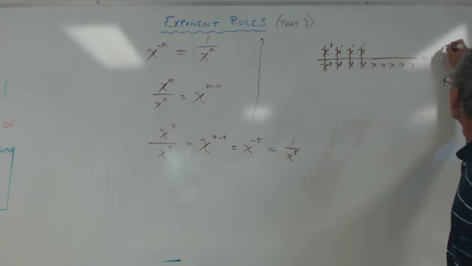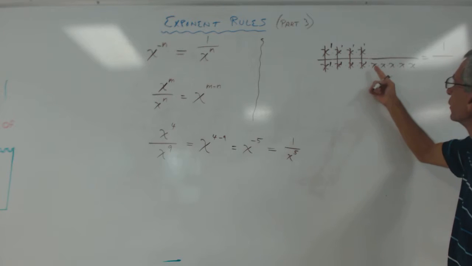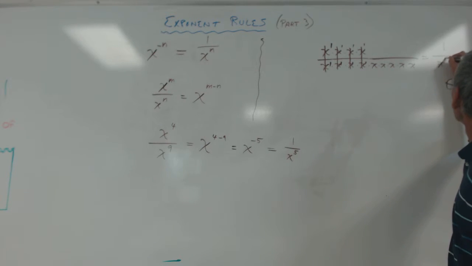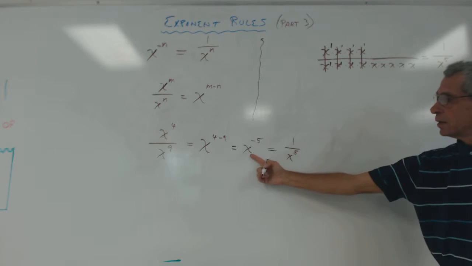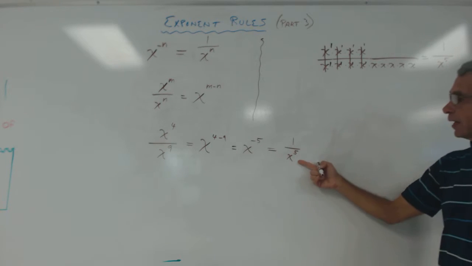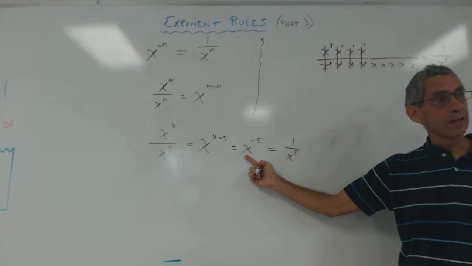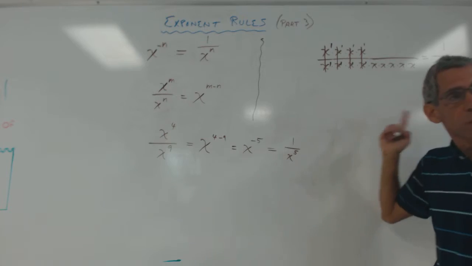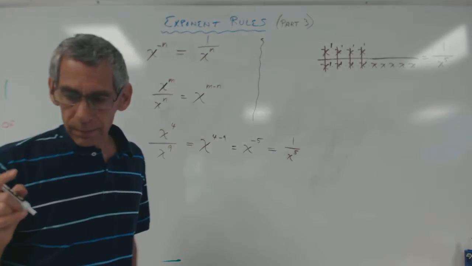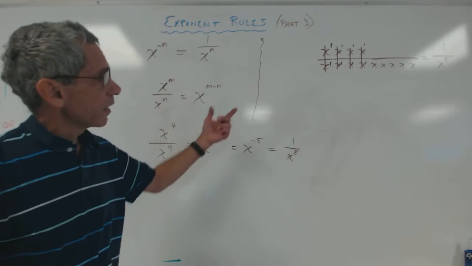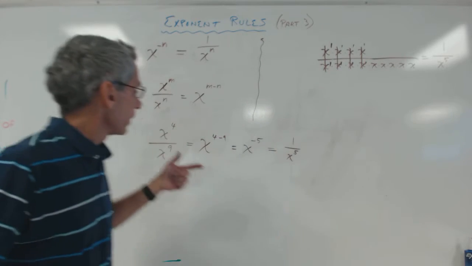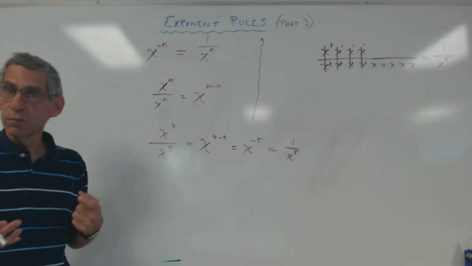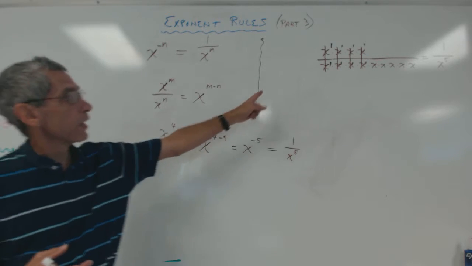Upstairs, I have 1. What do I have downstairs? X to the 5th. So look at that, we got the same answer. This time, though, I didn't get x to the negative 5; I got just 1 over x to the 5. So when you do it the long way, it crosses things out. But these are shortcut rules. They're ways to move more quickly so that you don't have to do this.